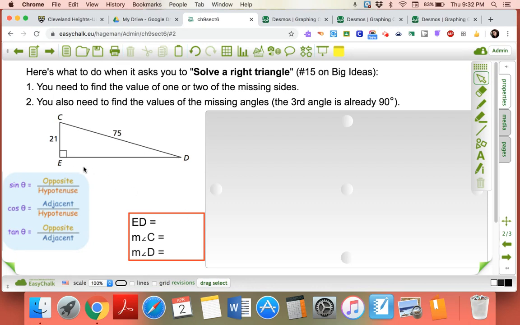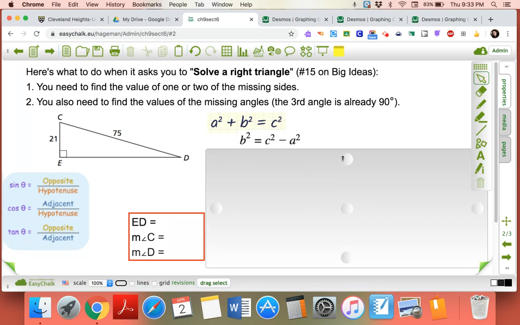So the first thing you want to notice is that ED is not the hypotenuse, so it's not C. So we have A is 21 and C is 75. So we're looking for B in A squared plus B squared equals C squared. Okay, so what we said in class was if you're not looking for C, you want to subtract either A or B and bring it to the other side of the equation. So you can see A squared is now coming over here.